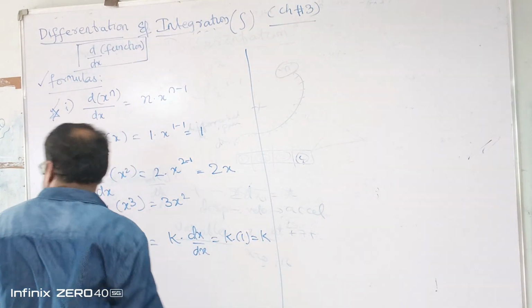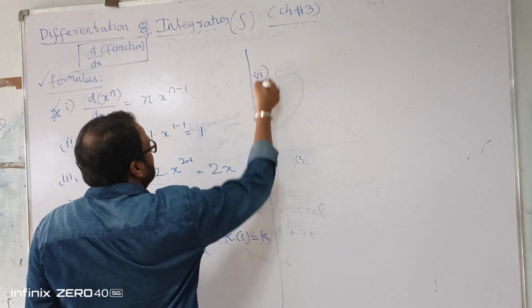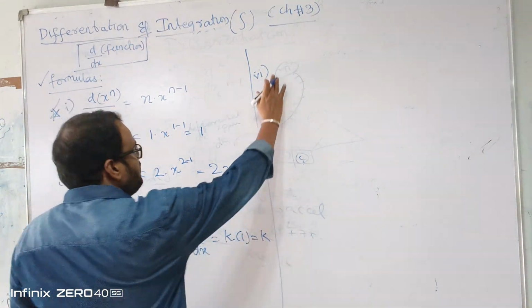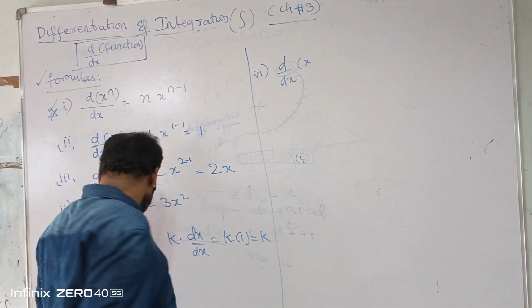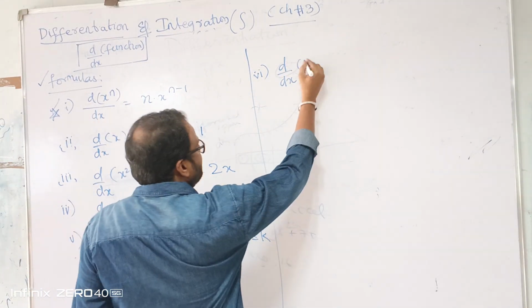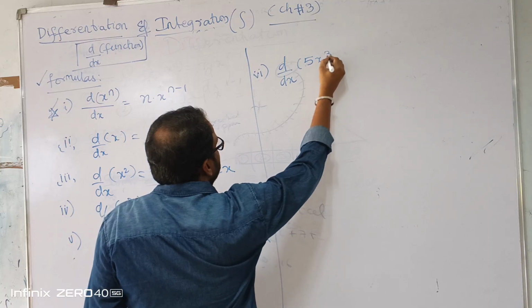Five formulas are done. Sixth formula, d by dx of, let us say, 5x power 3.